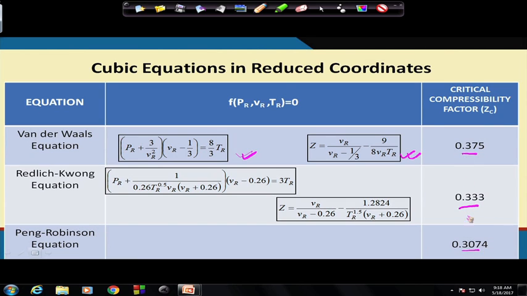The values which we have got are different for different equations, but each equation shows that ZC should have a unique value provided the gases correspond to the same reduced conditions. This is known as the two-parameter law of corresponding states.